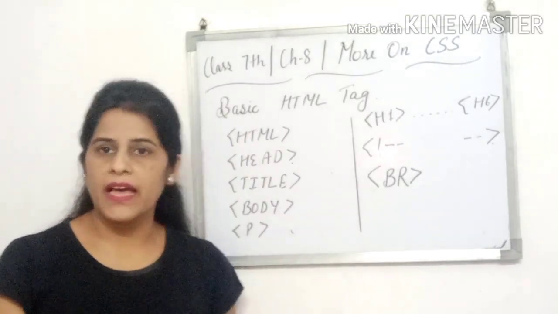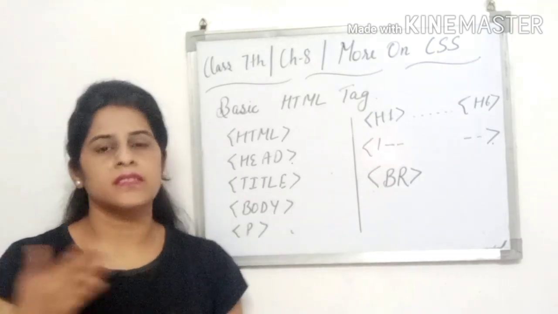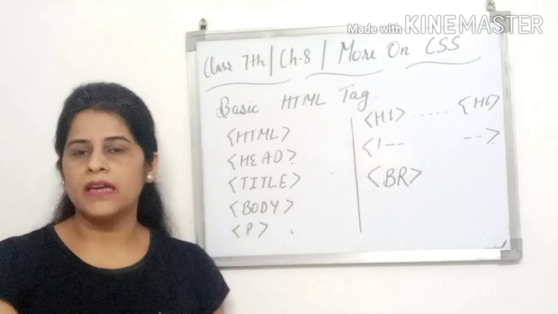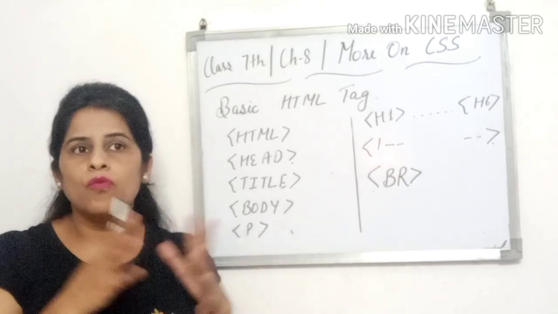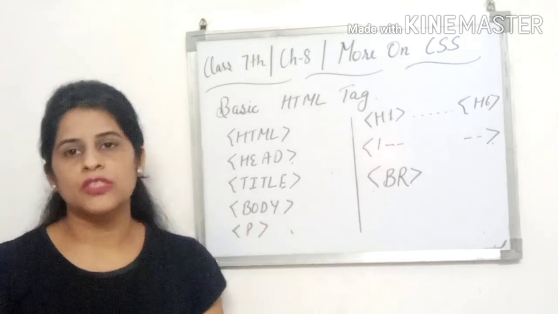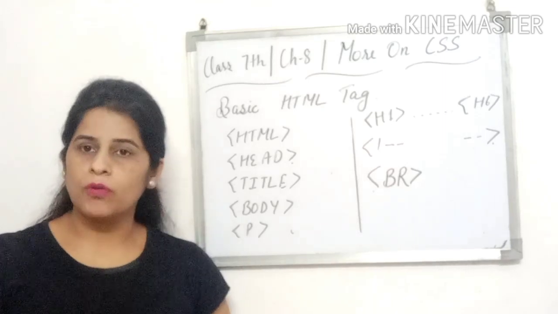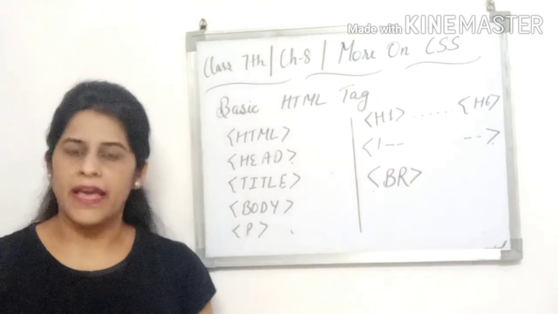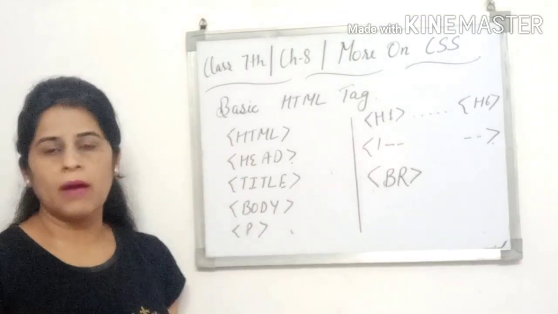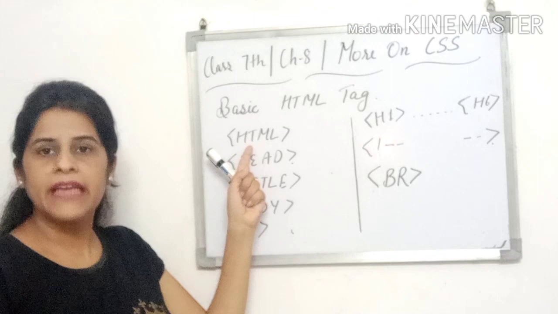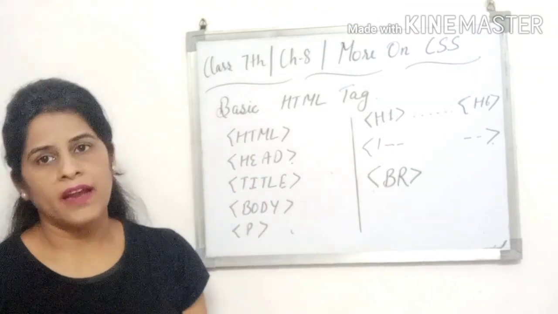Whenever we are starting the HTML program, it is divided into 2 parts. First is the head part and next is the body part. In the head part, we can give the title to the page, and in the body part, whatever you want to show in the web page will be shown. And when we start the HTML program, it starts with various tags. First tag is HTML. Which tag we start, that tag will also be ended.